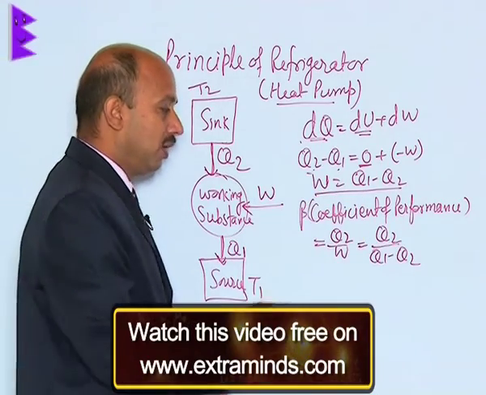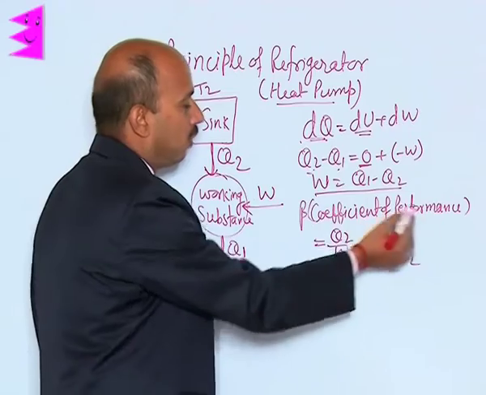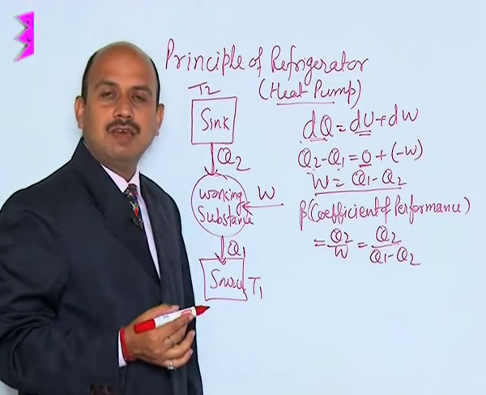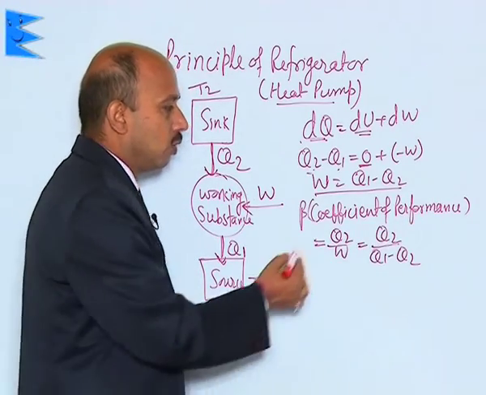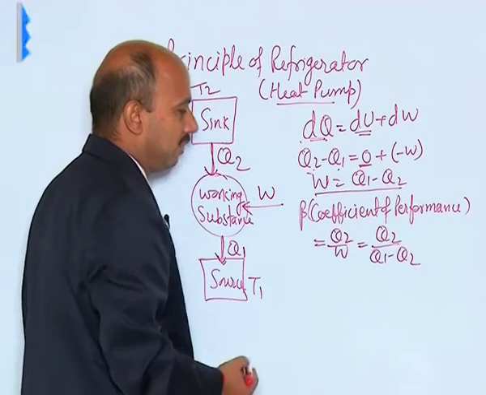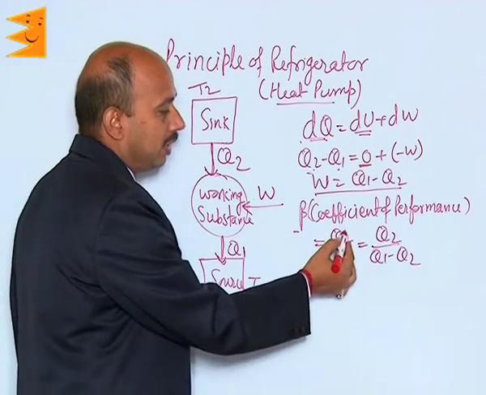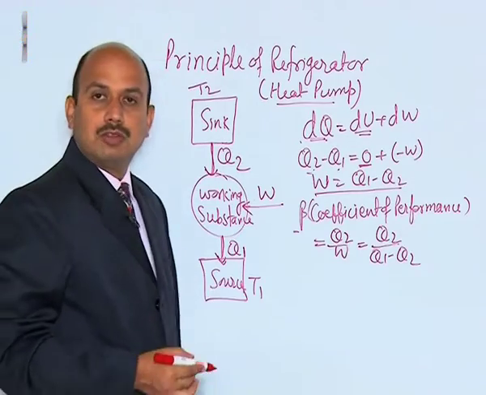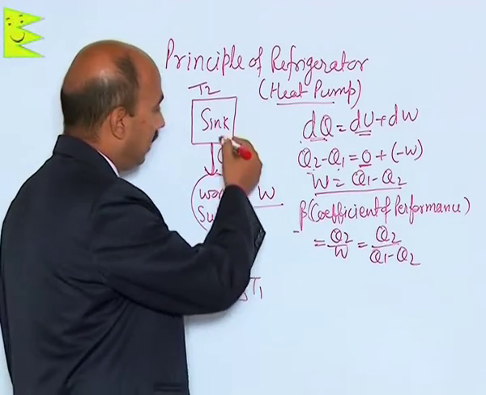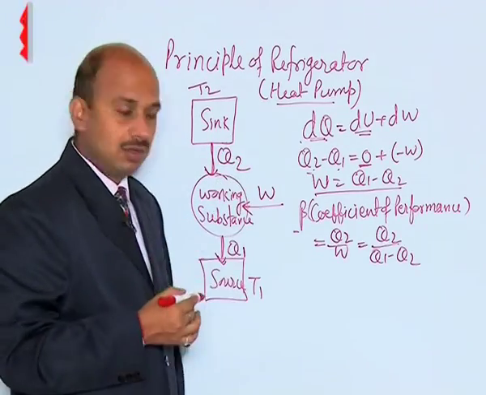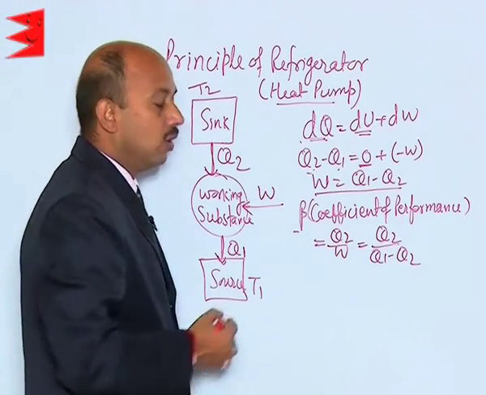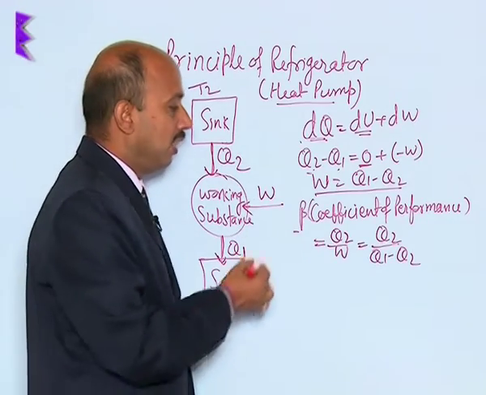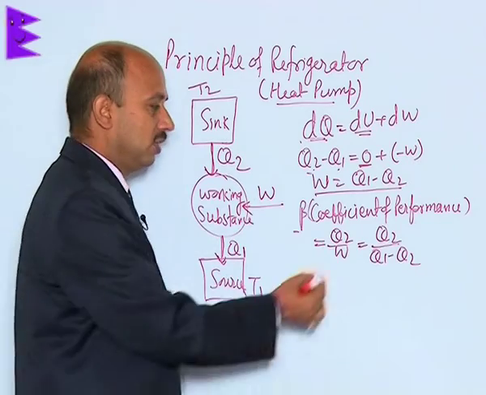Now here we have to define the coefficient of performance of the refrigerator. It is just like the efficiency of the engine. So the coefficient of performance of the refrigerator, beta, can be written as Q2 upon W. So Q2 is the heat taken from the sink in one cycle divided by the net work done on the system in one cycle, that is known as the coefficient of performance, this ratio.